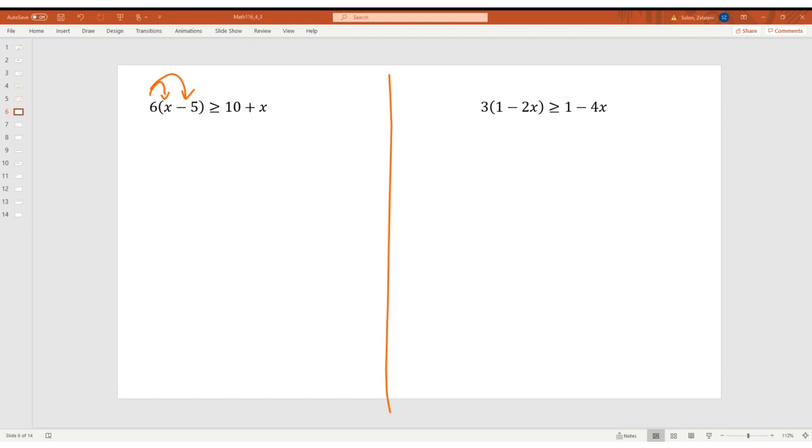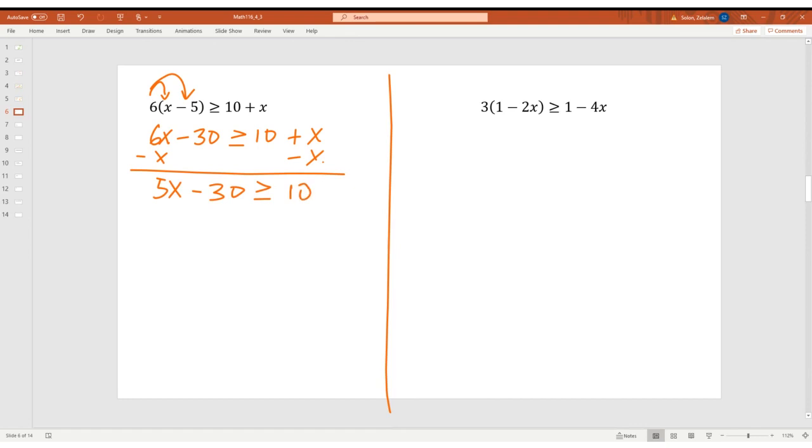So you distribute the 6 over x minus 5. So you have 6x minus 5 times 3, which is 30, greater than or equal to 10 plus x. Then combine the variables, so I can move the x to the left. Adding or subtracting doesn't change the inequality. So I have 5x minus 30 greater than or equal to 10.